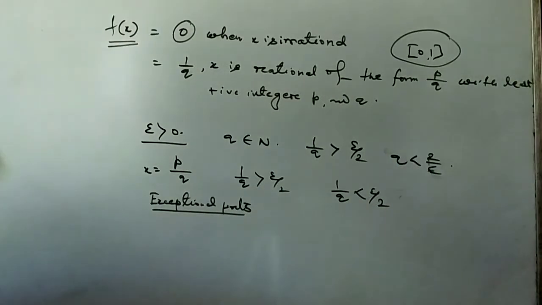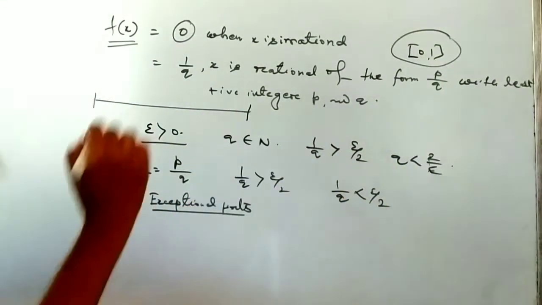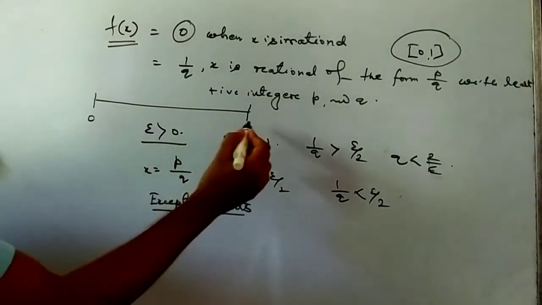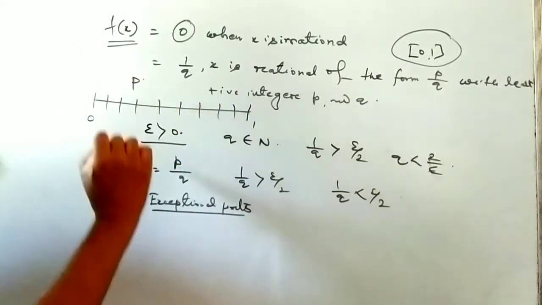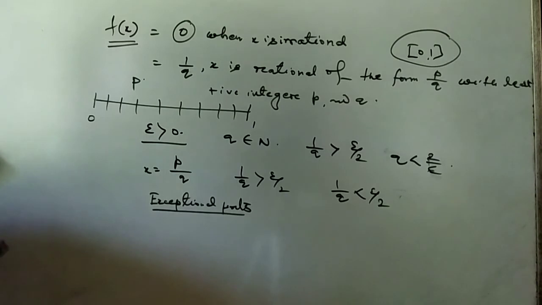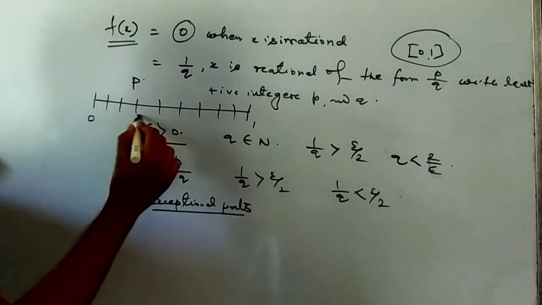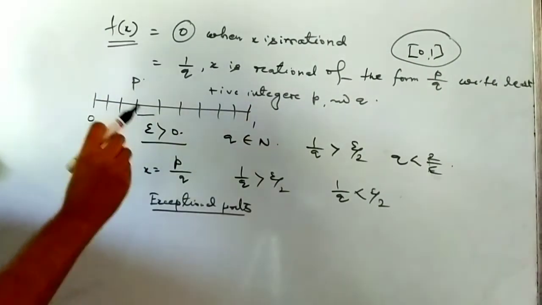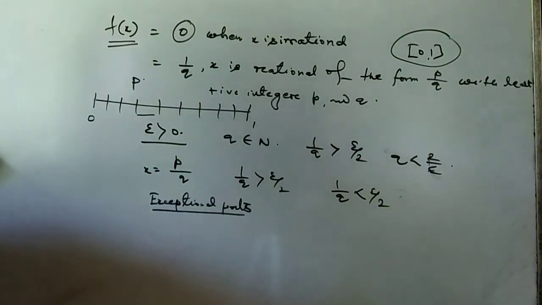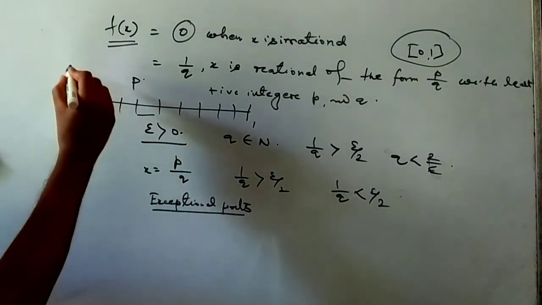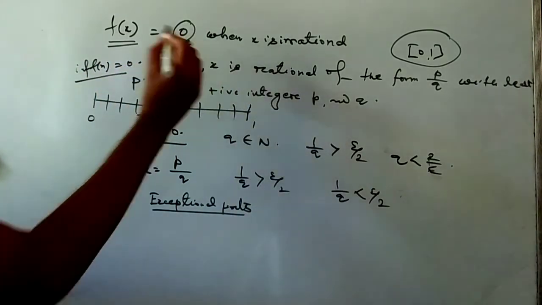Now the oscillation. We make a partition P of the interval [0, 1]. We know that for any partition of [0, 1], in any subinterval there are an infinite number of rational points and an infinite number of irrational points. So in each subinterval the infimum of f(x) is obviously 0.